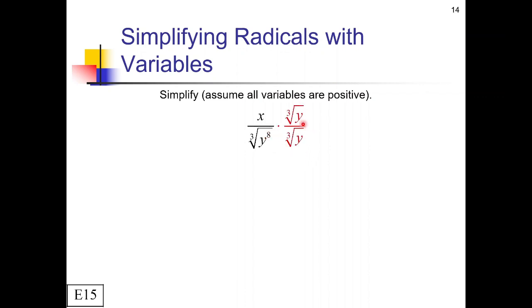So I'll do cube root of y over cube root of y. That'll give me x cube root of y in the numerator and cube root of y to the 9th in the denominator. Cube root of y to the 9th is just going to be y cubed. And there's nothing else we can really do, so that's fully simplified.